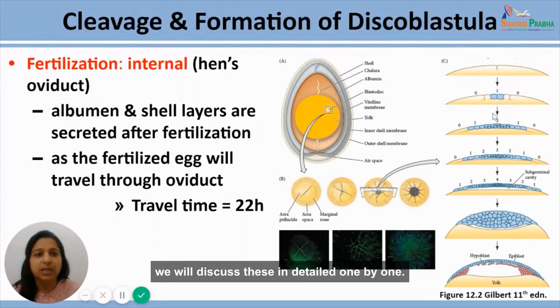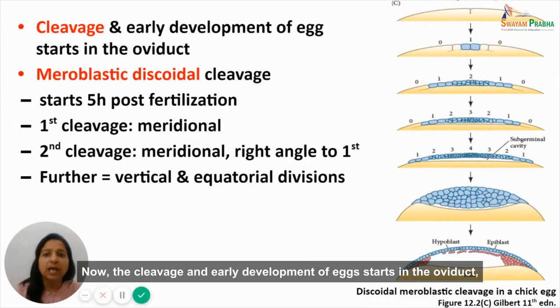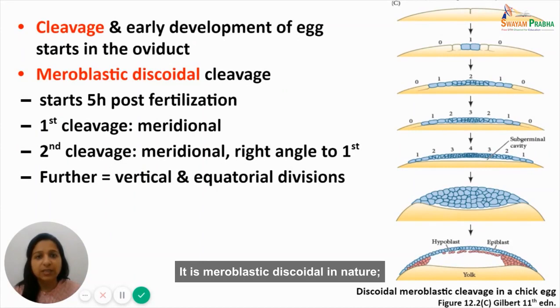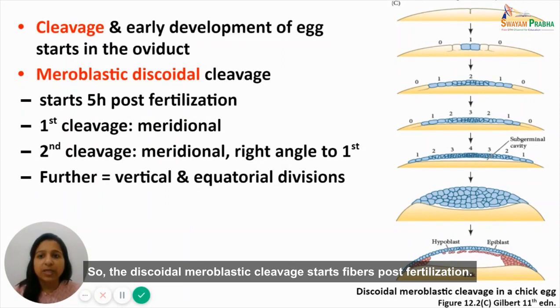Now, the cleavage and early development of the egg starts in the oviduct while the fertilized egg is passing through it. What kind of cleavage occurs in the bird's egg? It is meroblastic discoidal in nature. That is because most of the cytoplasm is concentrated to one side of the ovum, while most of the ovum is covered with yolk. So the discoidal meroblastic cleavage starts 5 hours post fertilization.